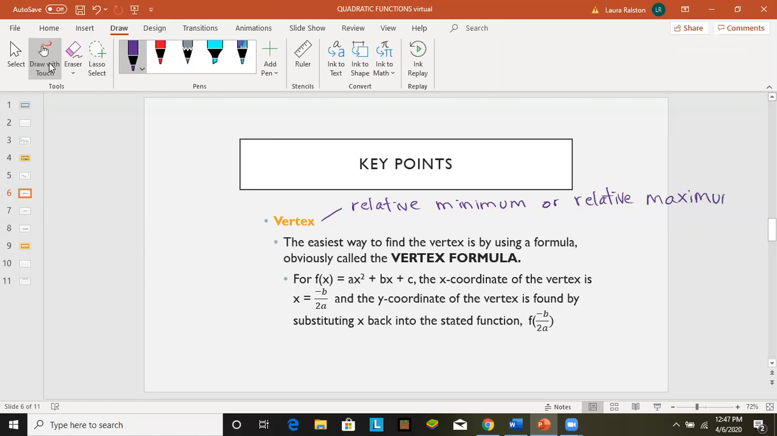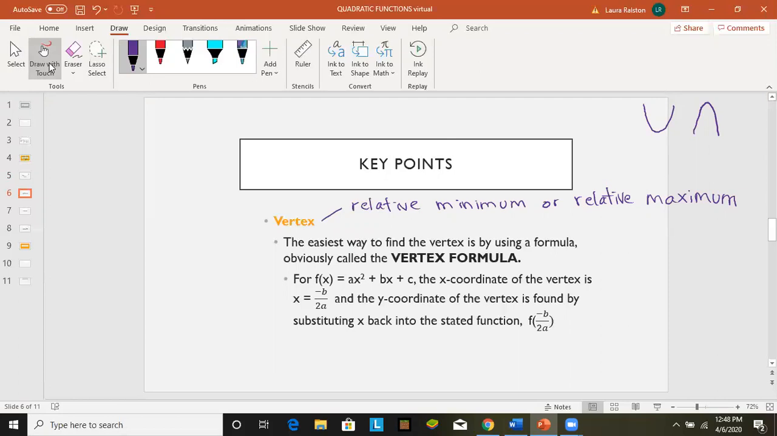So that lets you know, okay, where should I start turning my curve? Where should I change from going up to going down, or from going down to up? So that vertex is an important point, because that kind of gives you that relative minimum or relative maximum and where you should turn around.